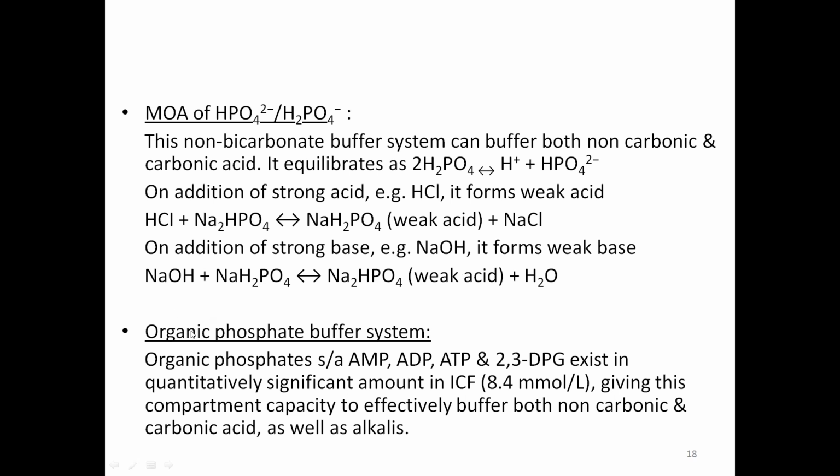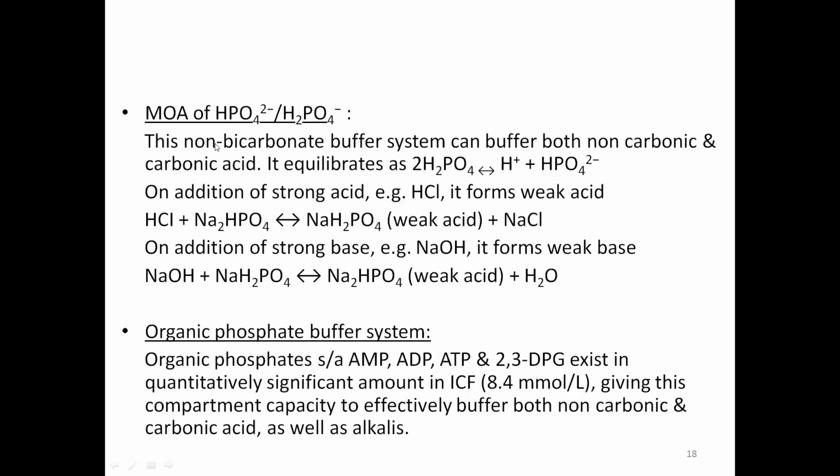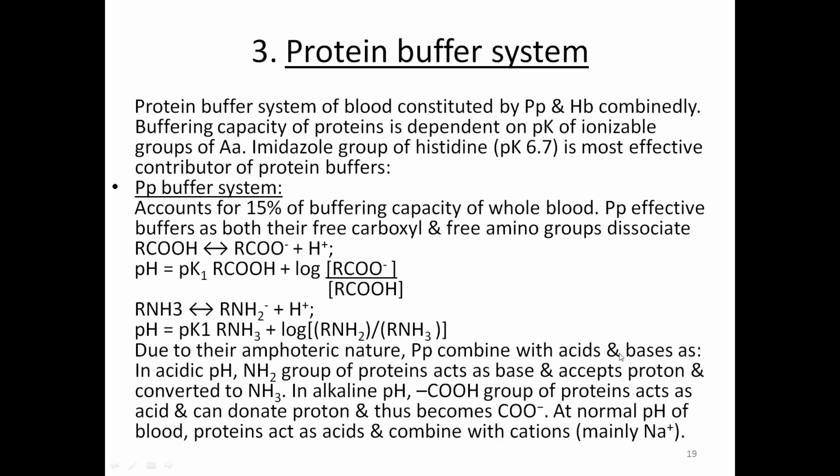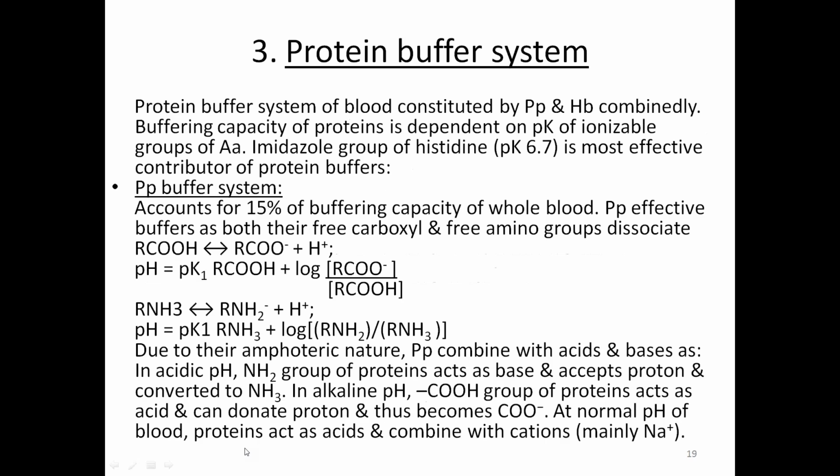And then you have an organic phosphate buffer system. This was earlier the inorganic buffer system that we talked about. So organic phosphates like ADP, 2,3-DPG, they exist in quantitatively significant amount in the ICF, around 8.4 millimole per liter, giving this compartment the capacity to effectively buffer both non-carbonic and carbonic acid as well as alkalis.